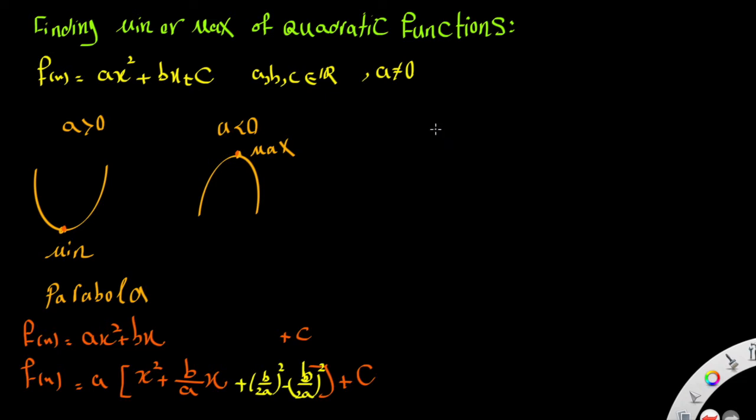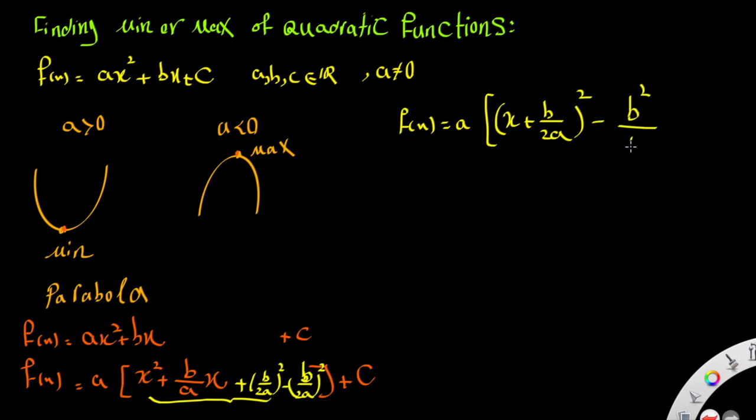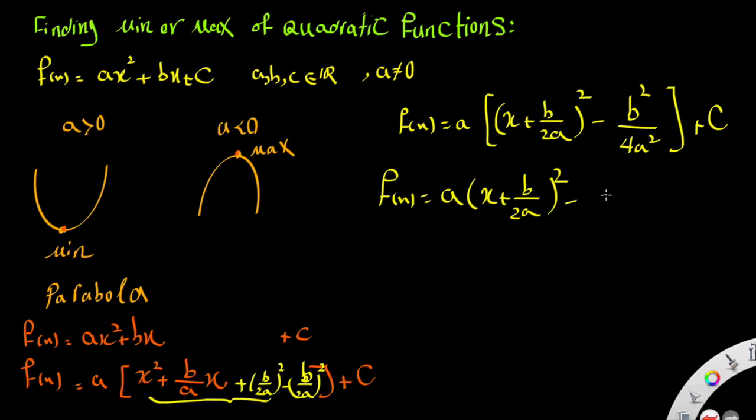Now, it will become f of x is equal to a times, so these three terms together make an identity, x plus b over 2a to the power of 2, minus b squared over 4a squared, plus c. Now I multiply by a, it will be a times x plus b over 2a squared, minus a times b squared over 4a squared, and a simplifies to b squared over 4a, plus c.